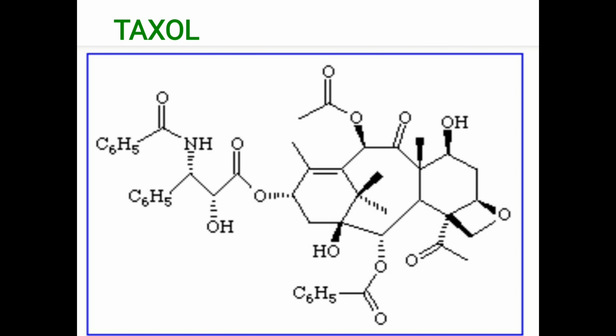Taxol contains 3 rings in the structure: ring A, ring B and ring C. Ring A is a 6-membered ring and ring C is also a 6-membered ring, but ring B is an 8-membered ring. So A and C have 6 carbons in the ring, and B has 8 carbons in the ring.